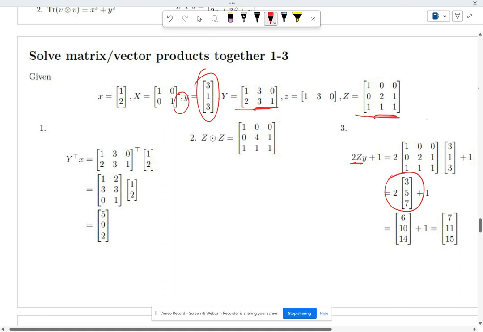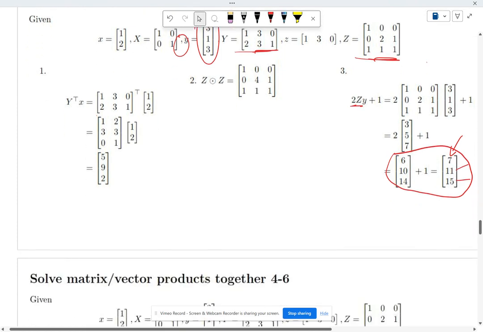Okay, now 2 times this is easy. Just 2 times every element. That's how we got this. And then we just add 1 to it. This is how we got the 7, 11, 15. Let's do a couple more.